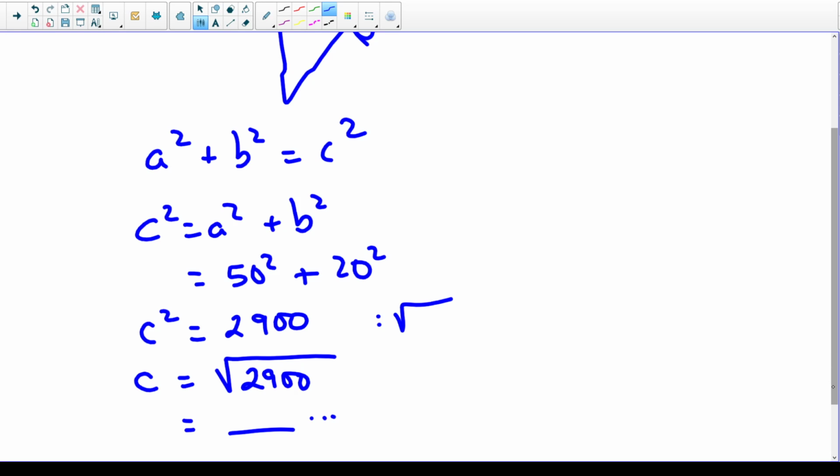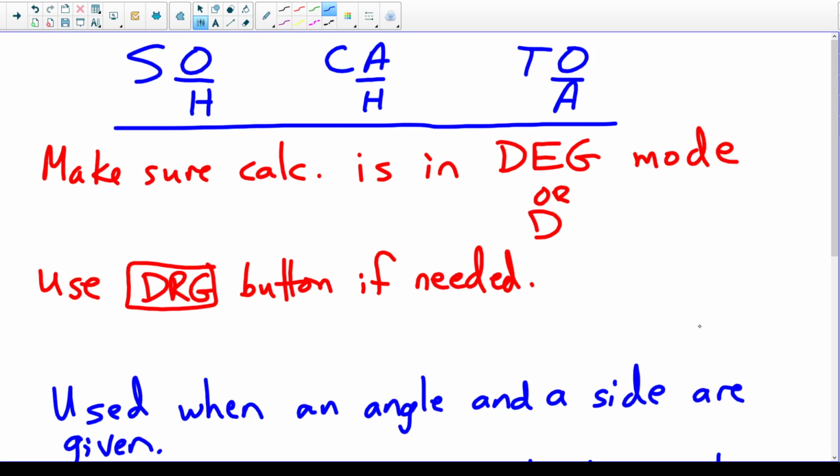And that's pretty much all you need to know about the Pythagorean theorem. But what happens if they don't give you two side lengths? What happens if they give you an angle and a side length? If you're given an angle and a side length, you're going to be using what we call Sohcahtoa as an acronym to remind you of what the formulas are to use.